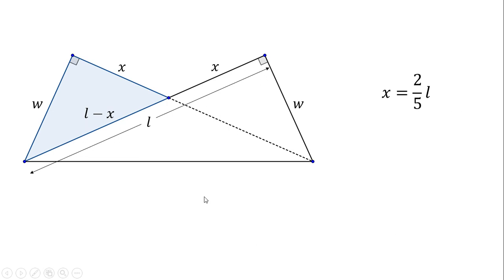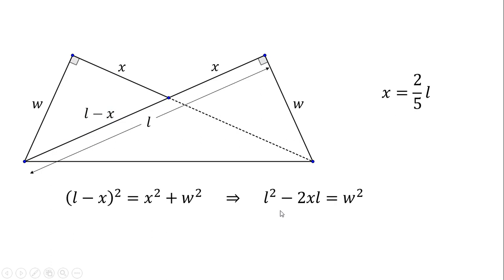Now, let us derive another equation containing X, L, and W. Obviously, we can just use this right triangle to do that. And by the Pythagorean theorem, we have the equation (L minus X) squared equals X squared plus W squared. Simplifying this, we have L squared minus 2XL equals W squared.